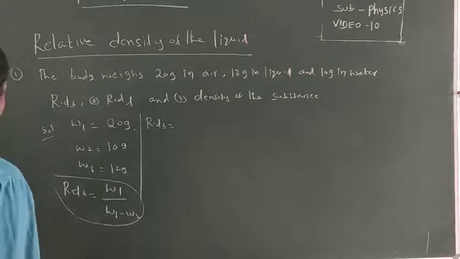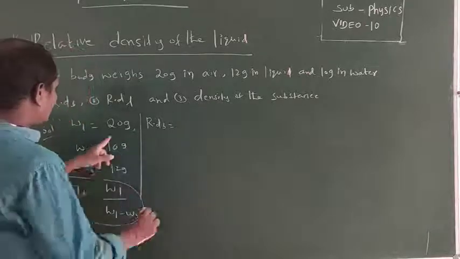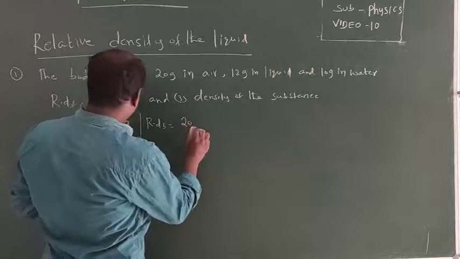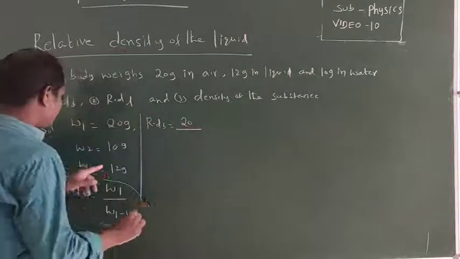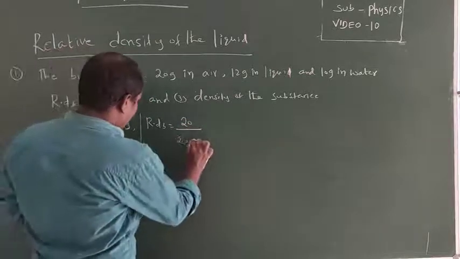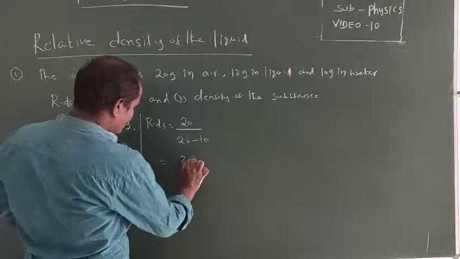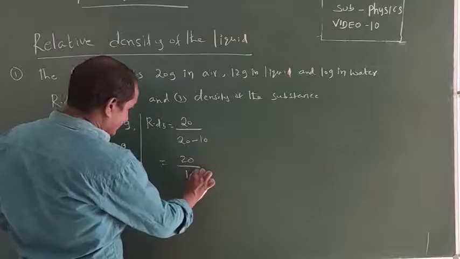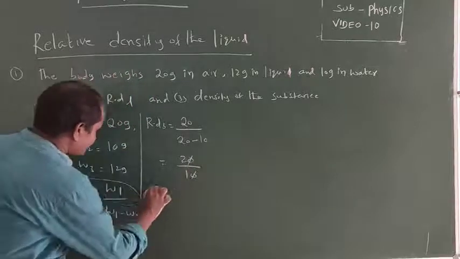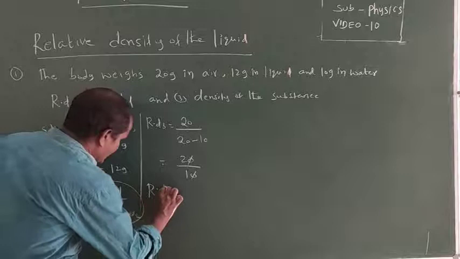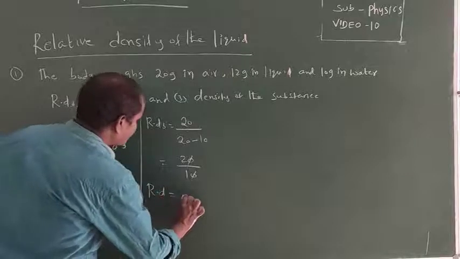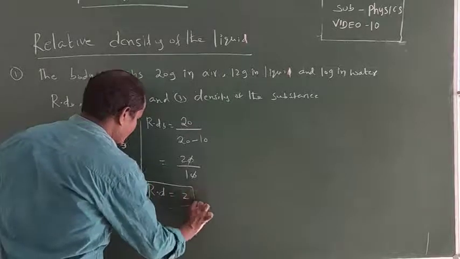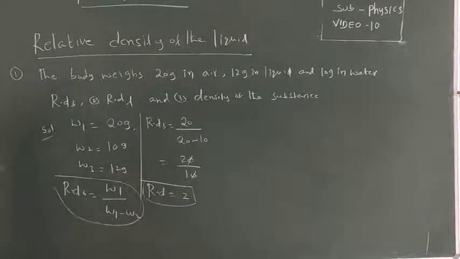So here W1 equal to 20 by 20 minus 10, that equal to 20 by 10, so the 0 cancels here. RD of the body equal to 2.